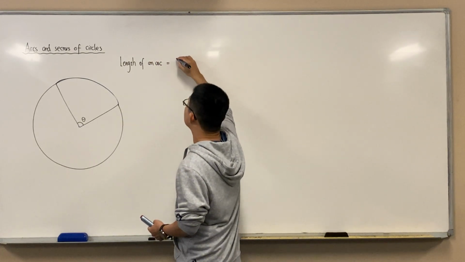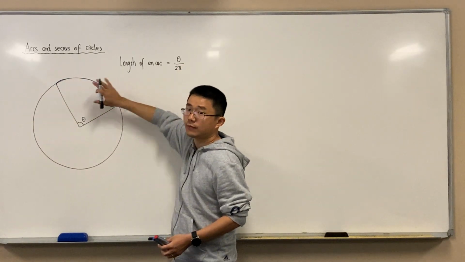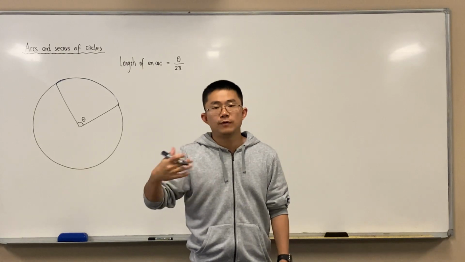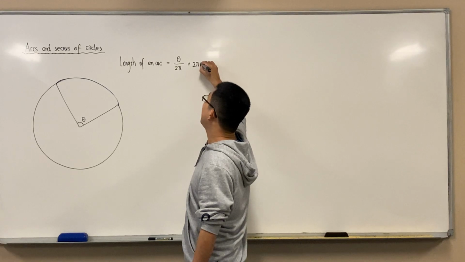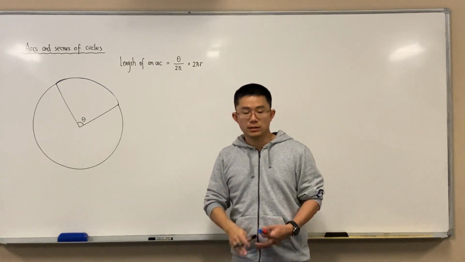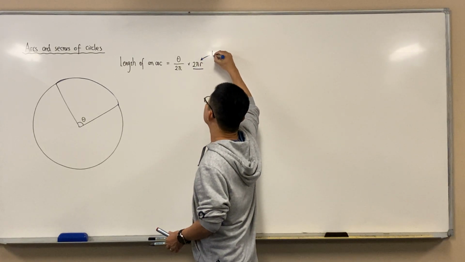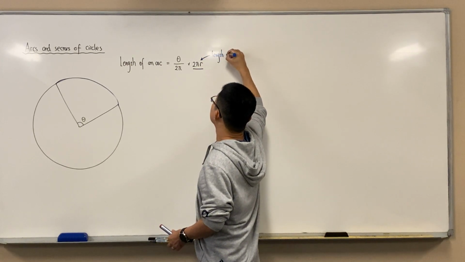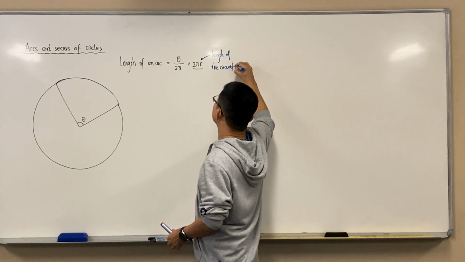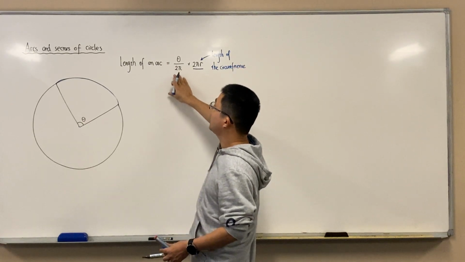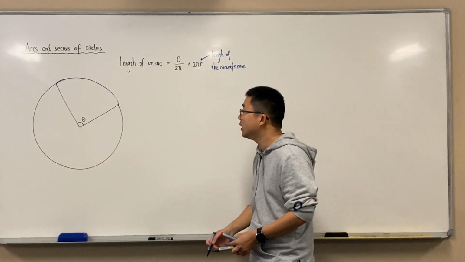is equal to theta over 2 pi, because the entire revolution is 360 degrees, but in terms of radians it is 2 pi. So theta over 2 pi times 2 pi r, because 2 pi r is the length of the whole circumference. So that is the circumference. And theta over 2 pi gives you the size, how big or how small the arc is.